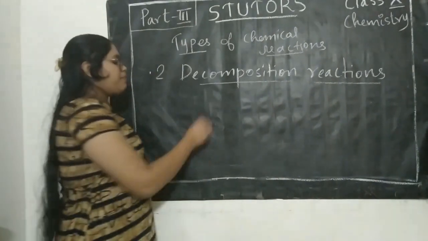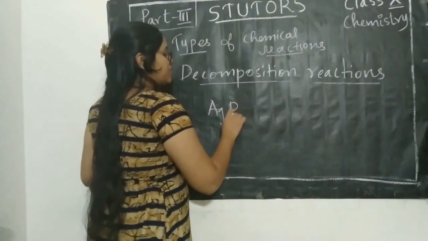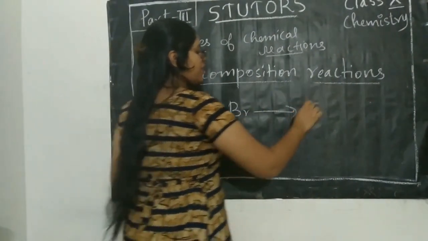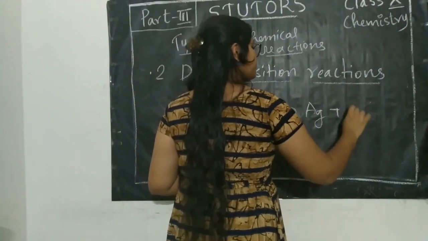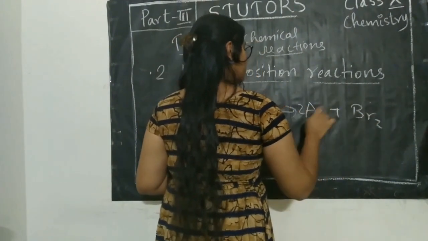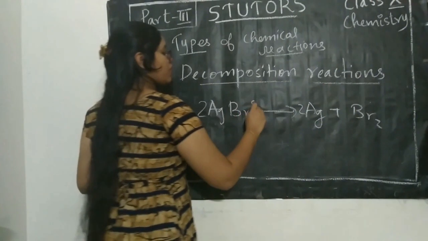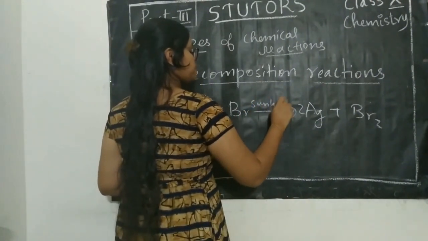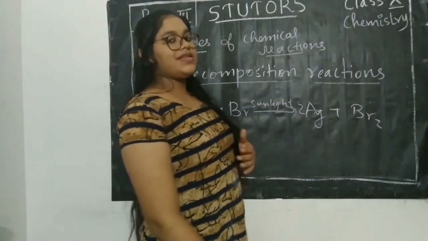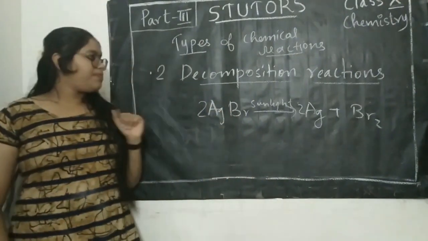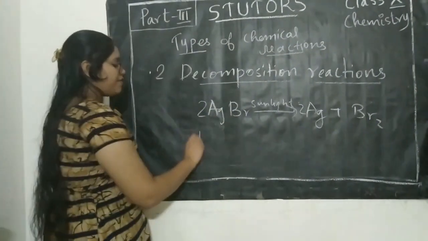Similar to AgCl, the decomposition of AgBr in the presence of sunlight is also a decomposition reaction. All these reactions of AgCl and AgBr are used in black and white photography.